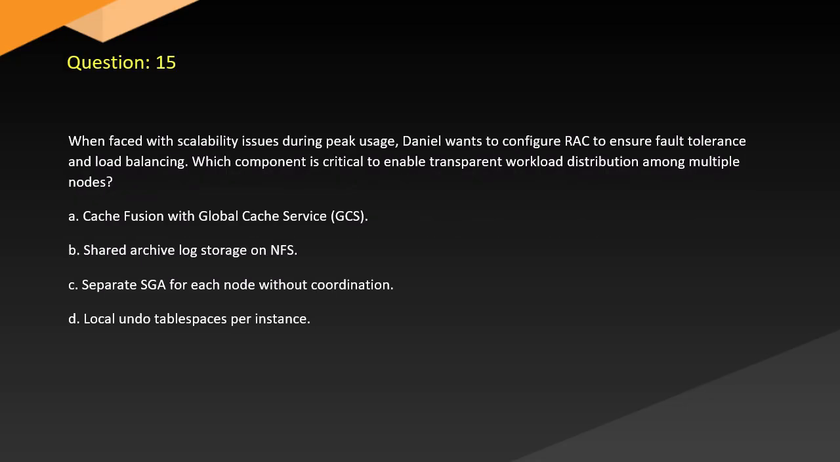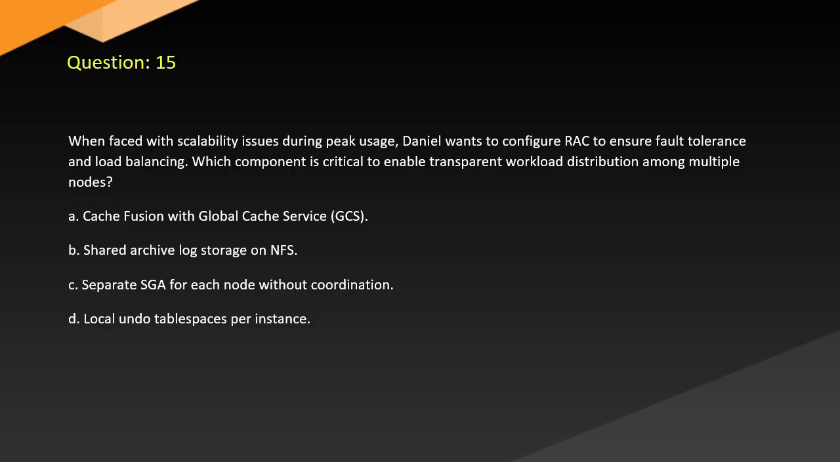Question 15. When faced with scalability issues during peak usage, Daniel wants to configure RAC to ensure fault tolerance and load balancing. Which component is critical to enable transparent workload distribution among multiple nodes? A. Cache Fusion with Global Cache Service (GCS).